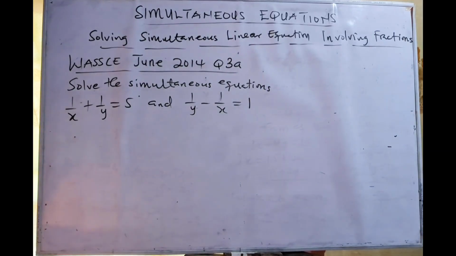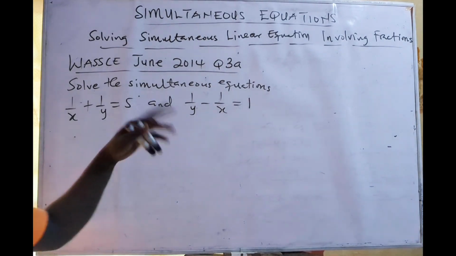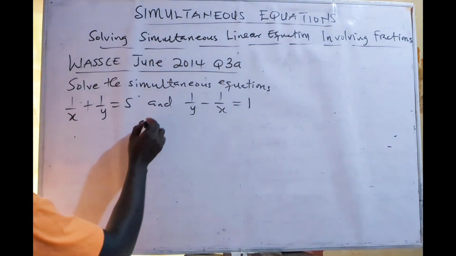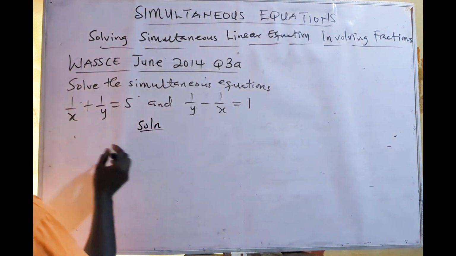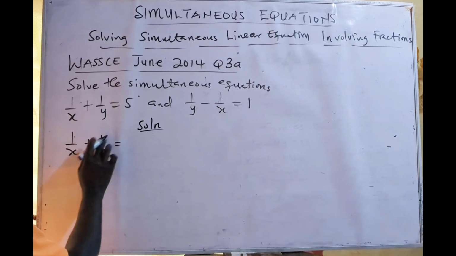Let's look at this question. Still on simultaneous linear equation involving fraction. So solve the simultaneous equation. We have 1 over x plus 1 over y equal to 5.